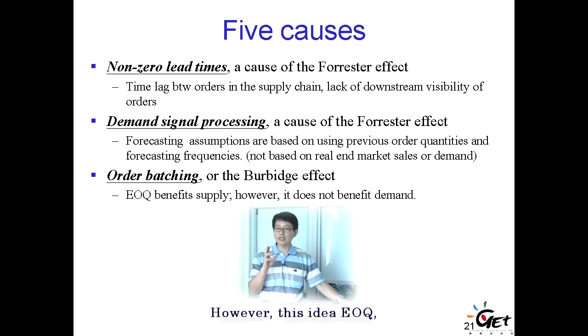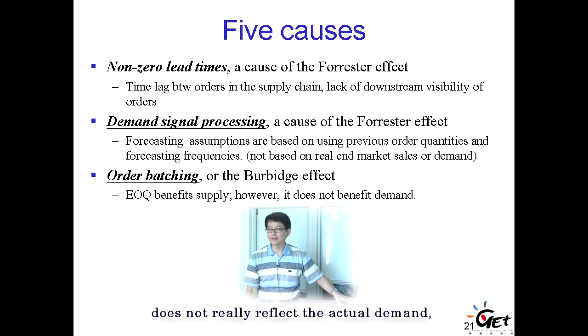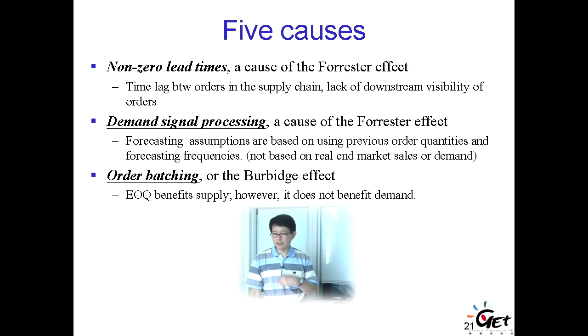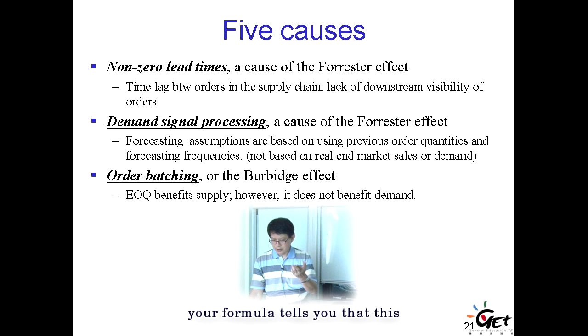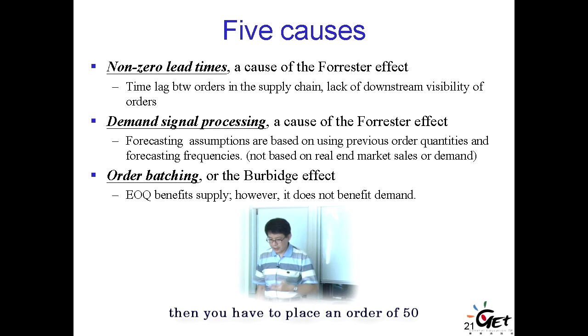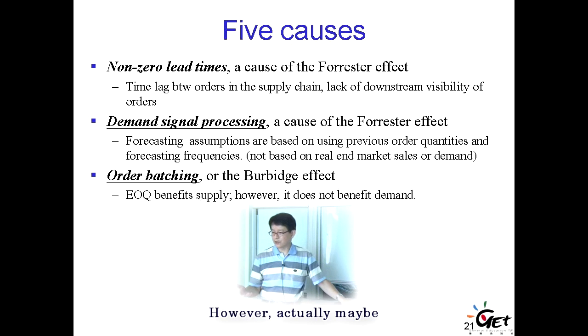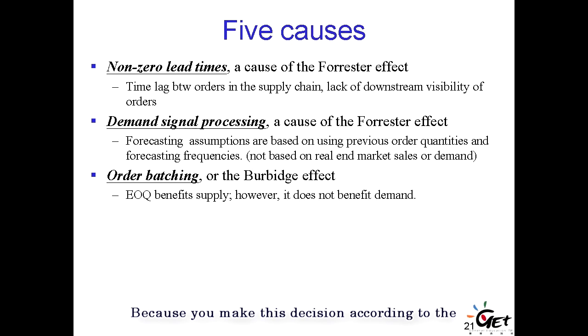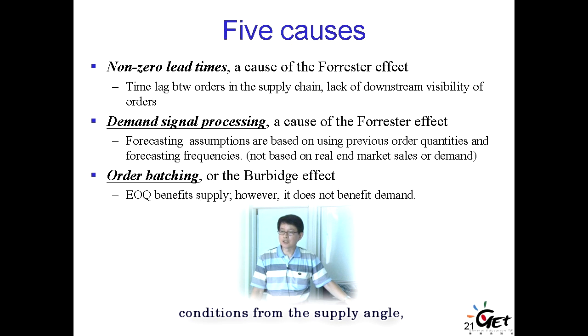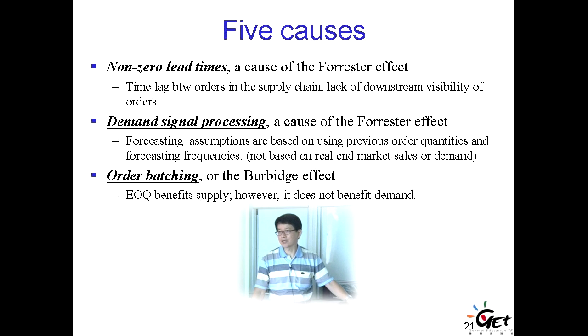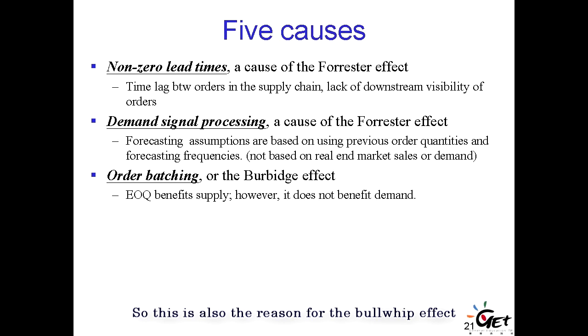However, this idea, EOQ, the order batching, does not really reflect the actual demand. That means maybe the demand is only 20 units. However, your formula tells you that the economic order quantity is 50, then you have to place an order of 50. But actually, maybe the market demand is only 20, because you make this decision according to the conditions from the supply angle. Then of course, you will prepare more than the demand. Okay, so this is also a reason for the bullwhip effect.